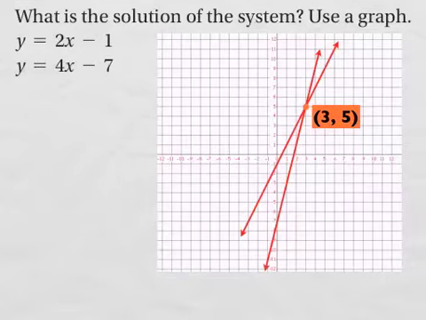What I'm going to do and what you have to do, there are no ifs, ands, or buts. You have to prove and check your answer to make sure that this ordered pair is the correct solution for the system. How you do that is you go back to both of your equations, y equals 2x minus 1 and y equals 4x minus 7. You plug in 3 for x and 5 for y, and you make sure that you wind up with an identity, or a true statement.